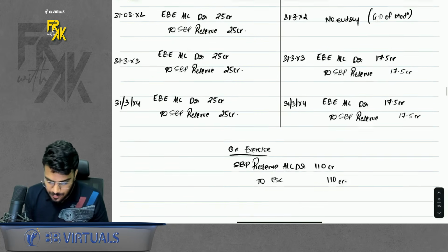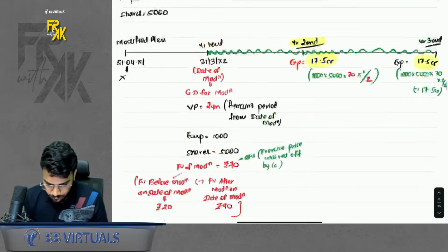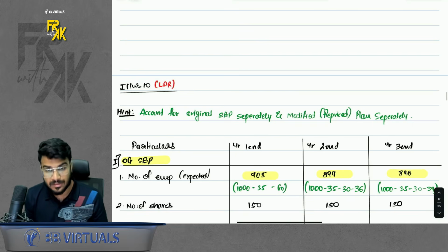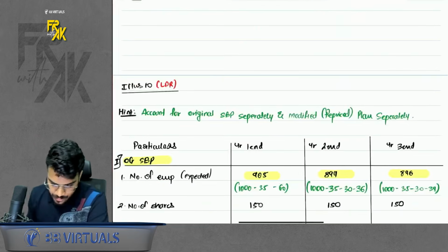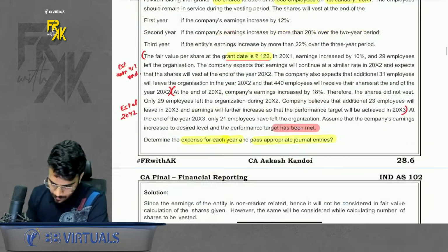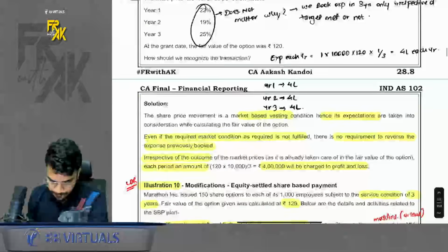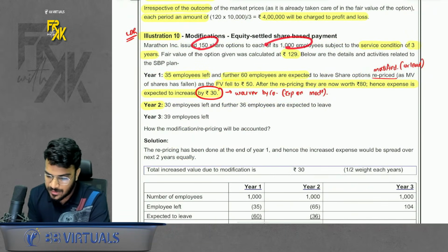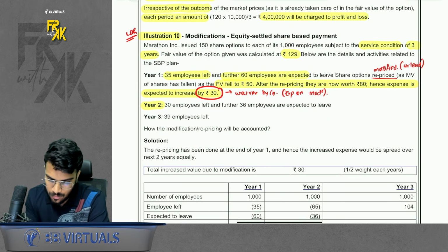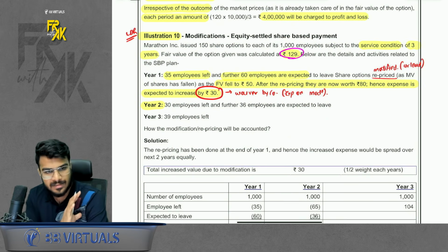Okay. So if you see closely, we will do one question also for this to understand this better. Illustration number 10 we have. Now what was there in illustration number 10? Let's see. Illustration number 10. So what is there? So there are 150 shares, 1000 employees, service condition 3 years. Okay. Normal plan is as per 129 rupees. That is the original plan.